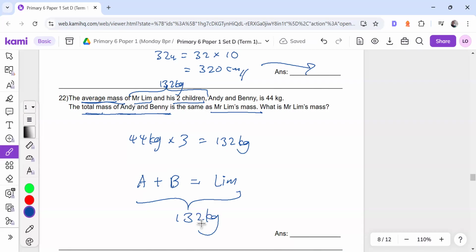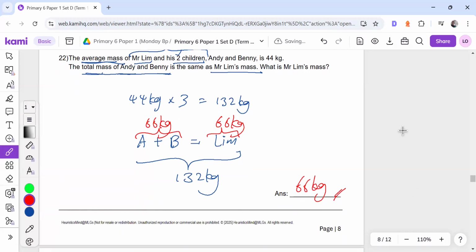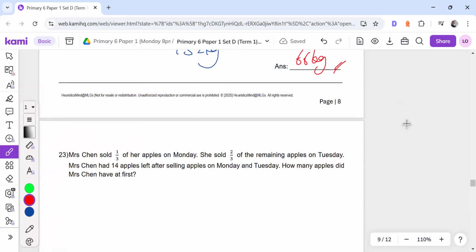And then what should I do next? Shouldn't I divide by 2? Because equal. So if I divide by 2, Mr. Lim must be 66. And then Andy and Benny must also be the same. So what is Mr. Lim's mass? 66 kg. And that's how you get the answer. Okay? So try to think a bit more. All right? Don't give up easily. Right? Okay, let's go to question 23.